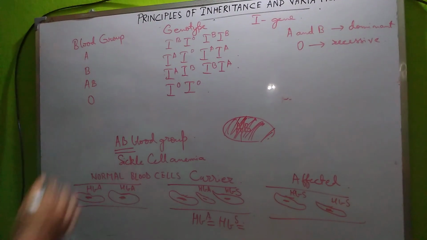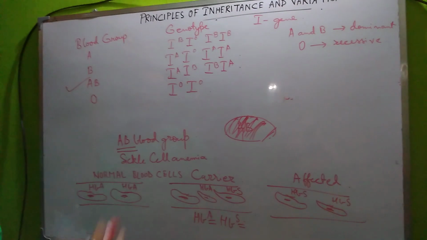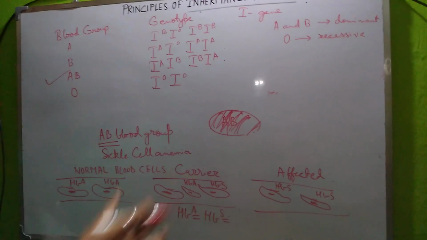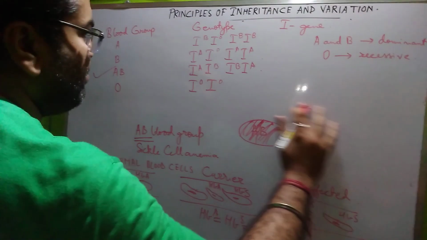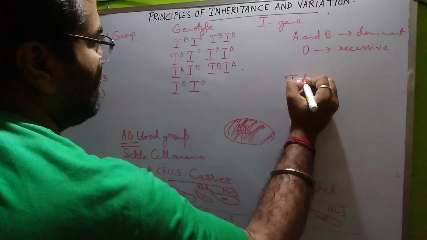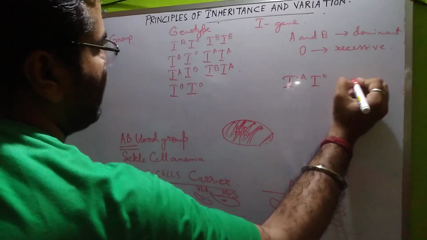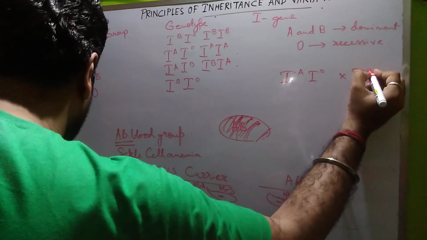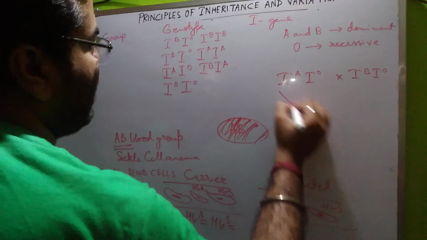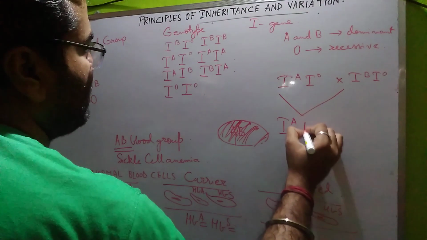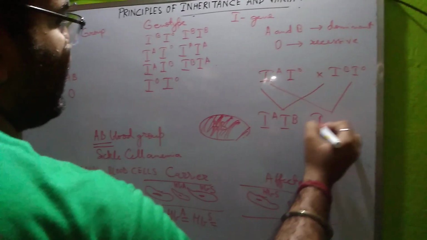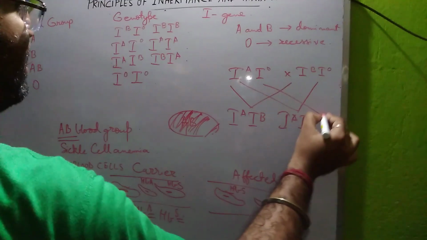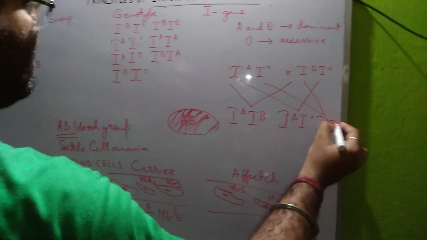Now, we are going to discuss only this, because in the next video in this chapter we will be studying blood group in much more detail. I will be explaining it to you. Right now, suppose I give you an example. A mother who has IA and IO, and a father who has IB and IO. When they have a cross, the children will have blood groups IA IB, IA IO, IB IO, and IO IO. So these are the four possible cases.